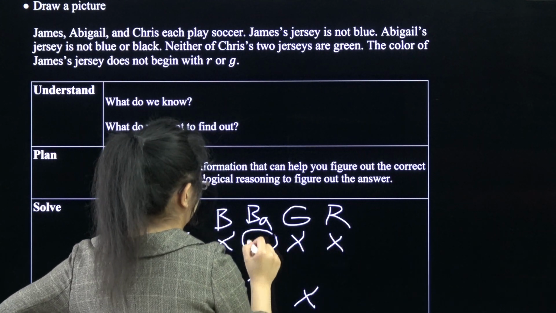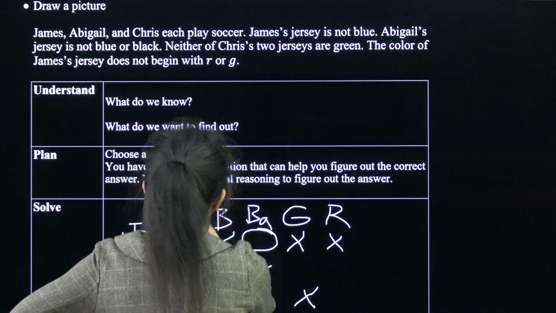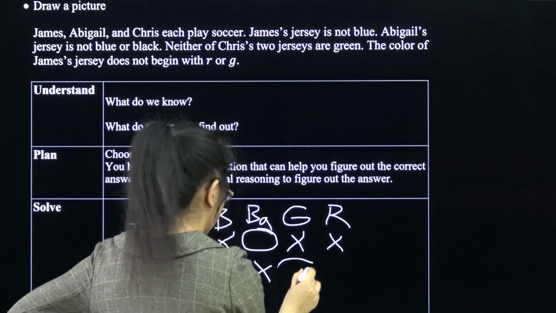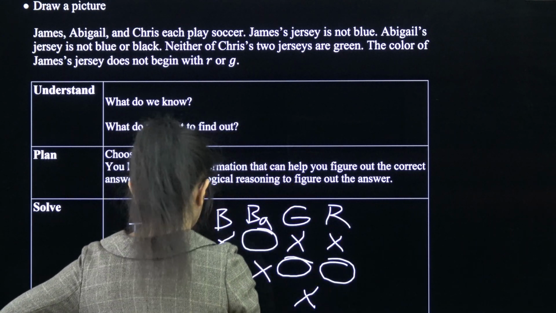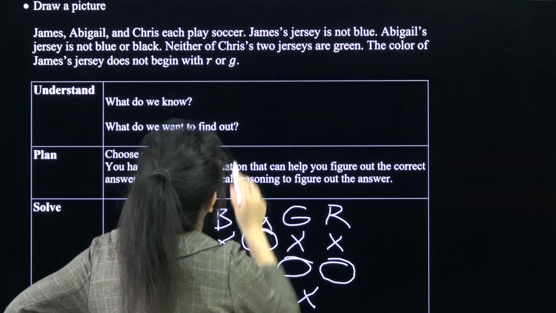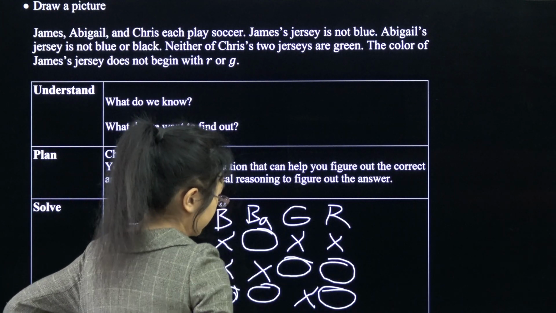So James has a black jersey. Yeah, that's about it. Abigail can have green or red. And Chris can have anything. Oh, wait. Yeah, Chris can have anything that isn't green.